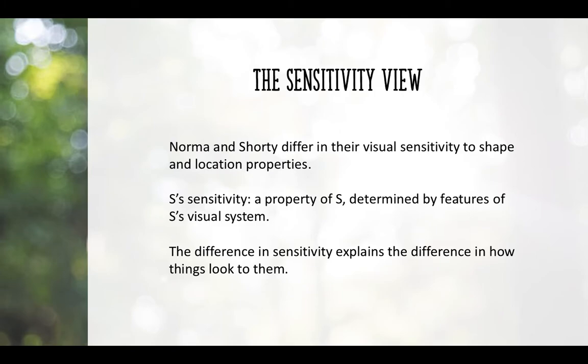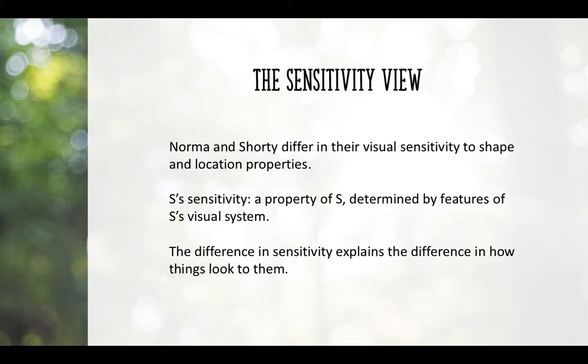Well, there is a very simple explanation here. We know that there is a difference between Norma and Shorty. Norma is normally sighted and Shorty is short-sighted. So the visual sensitivity differs. Visual sensitivity to which visible properties exactly is a matter of empirical investigation, but I'm going to assume that visual sensitivity to shape and location properties is what is making the difference here. So Shorty has comparatively lower sensitivity to shape and location properties, and that's why the letters on the eye chart look different to him than they do to Norma.